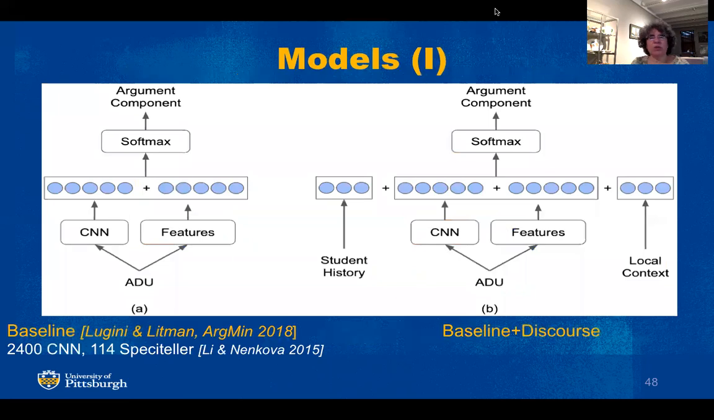For our experiments, just as before, we wanted to see if our prior baseline models for argument mining could be improved by adding discourse information. In our first experiments, the baseline model was the one that we published in the argument mining workshop 2 years ago, which was a hybrid model with a CNN and some features from the SpeciTeller software system. In our proposed model, we're going to enhance that feature set by adding the 2 types of discourse information that I talked about earlier, based on both the student context and the local context, independently of student, based solely on position.